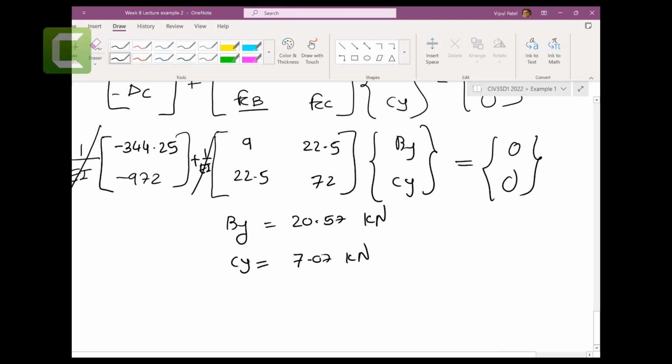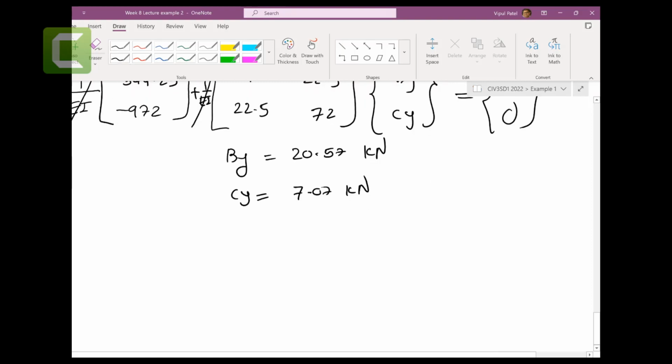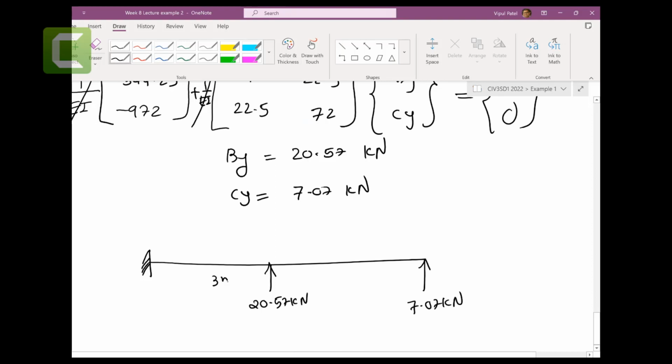Now, once you find those reaction forces, because you can see that this is fixed, BY is 20.57 kilonewtons, then you have 7.07 kilonewtons, 3 meters, 3 meters, and then you have these 6 kilonewtons per meter. Then you can find this reaction force is unknown, MA, AX, AY, right? You can do this the conventional way because now you know those methods.